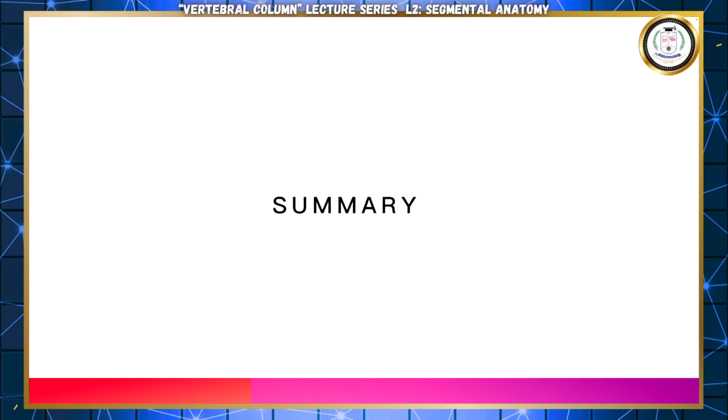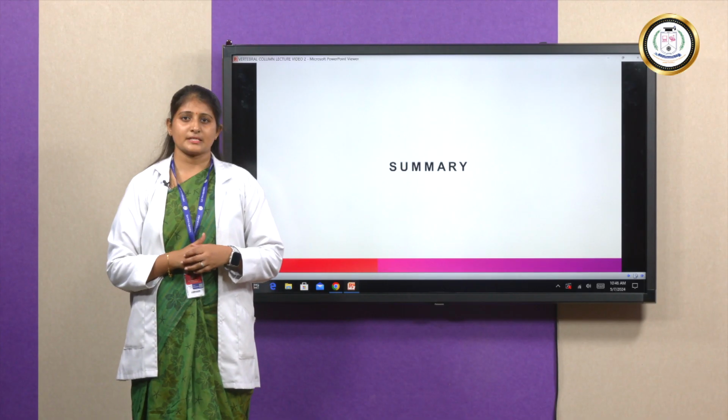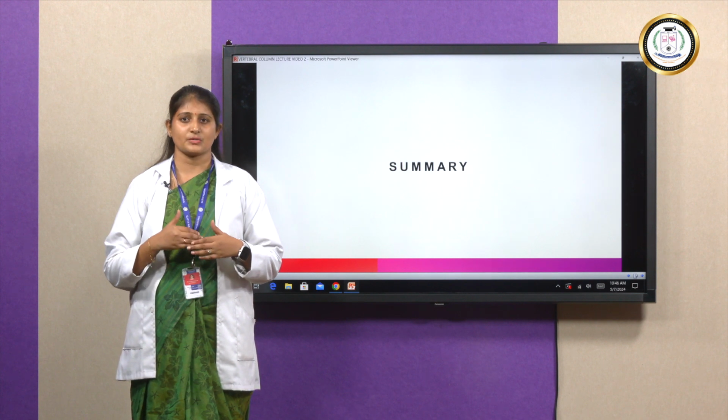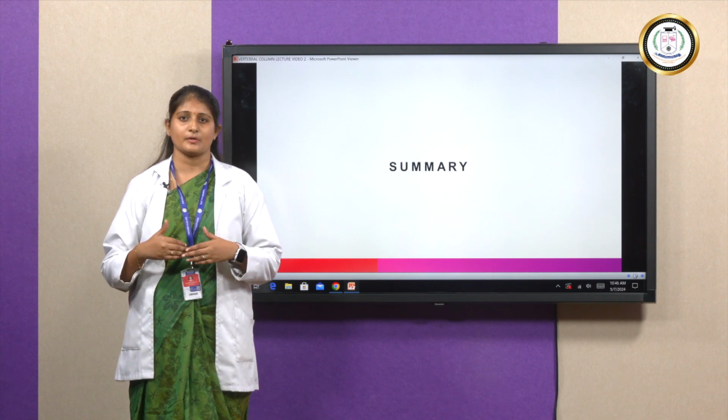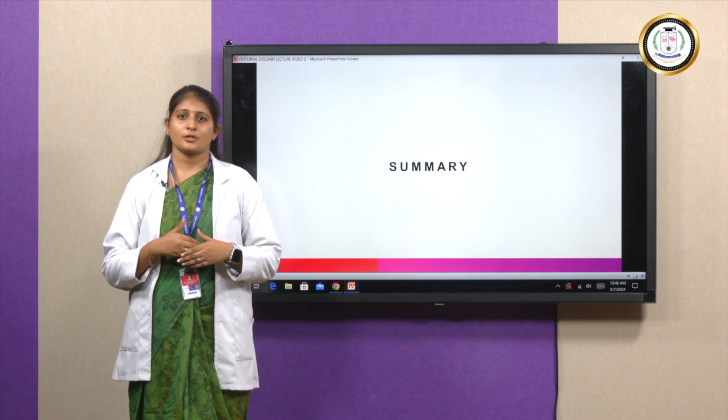So in summary, we have seen the cervical segment and thoracic segment. We have seen the distinguishing features of typical and atypical vertebrae of both cervical and thoracic segments.